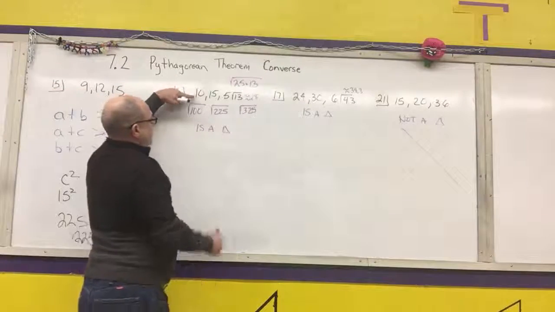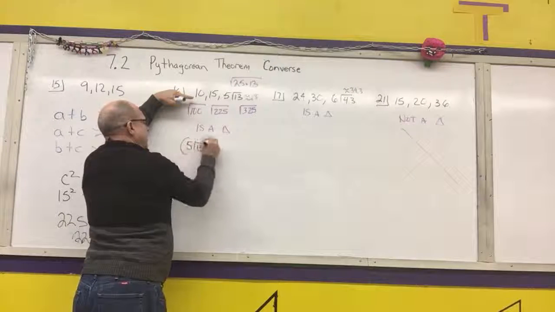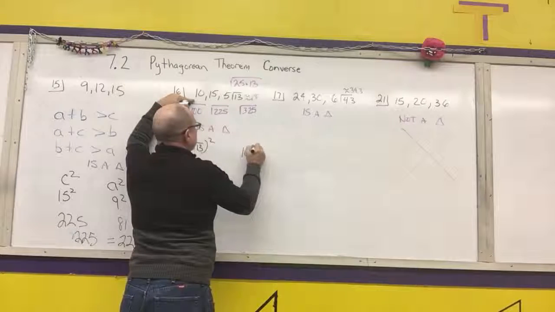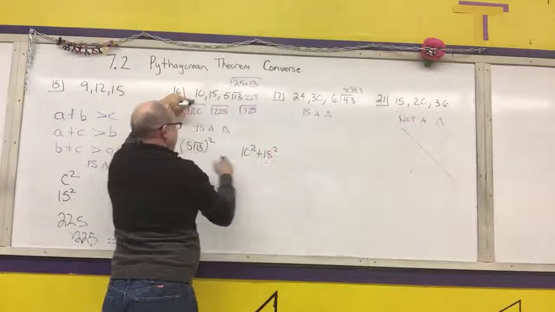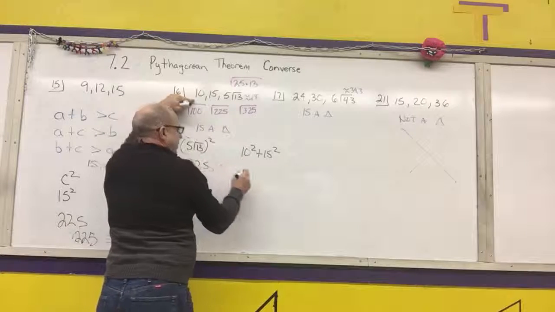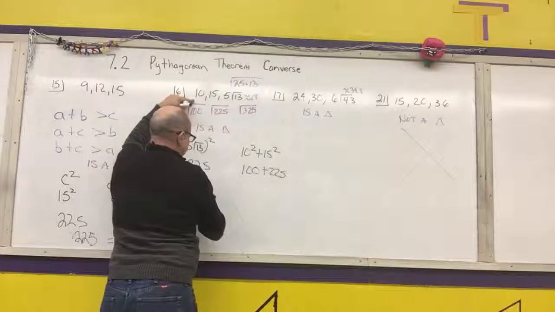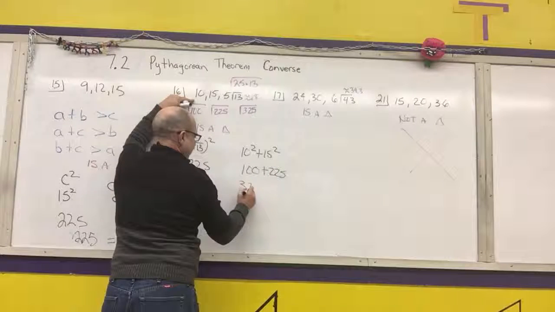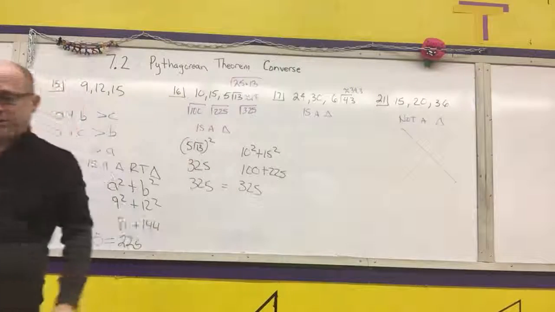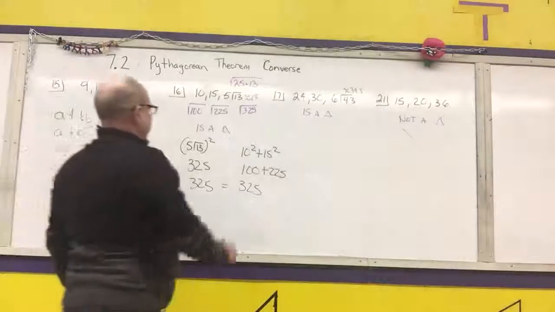Next thing I'm going to do is do this again. I'm going to take 5 root 13 squared and compare it to 10 squared plus 15 squared. Well, 5 root 13 squared we calculated was 325. 100 plus 225 is 325. 325 compared to 325, they are equal to each other. And because they are equal, this is a right triangle.